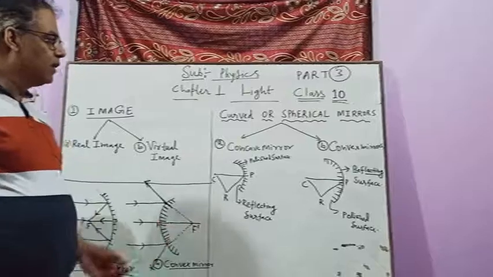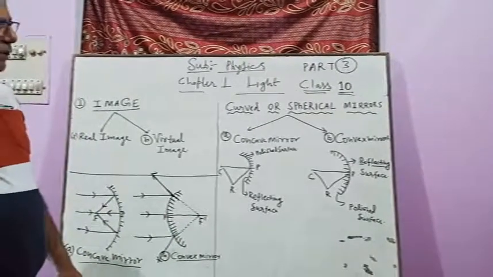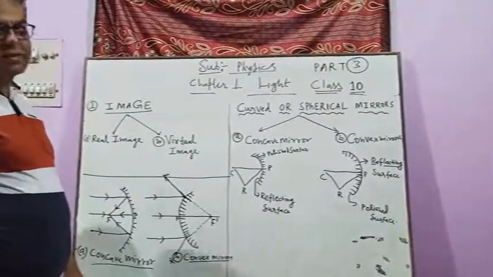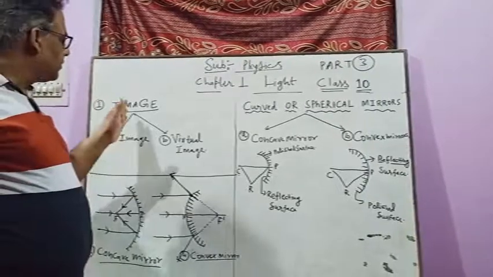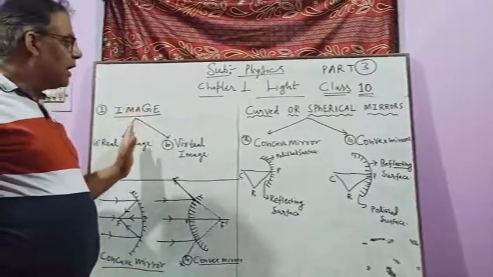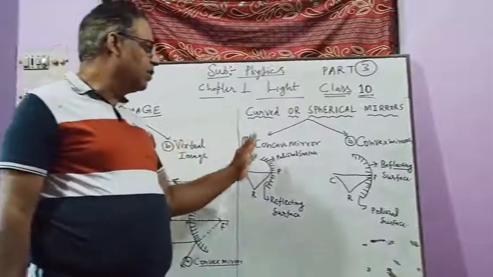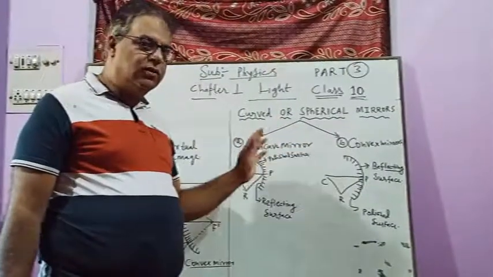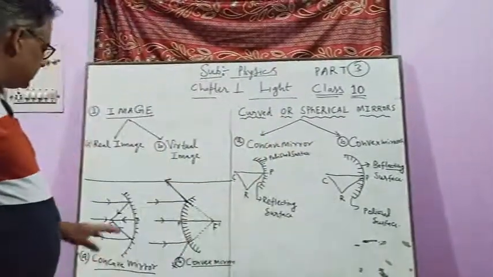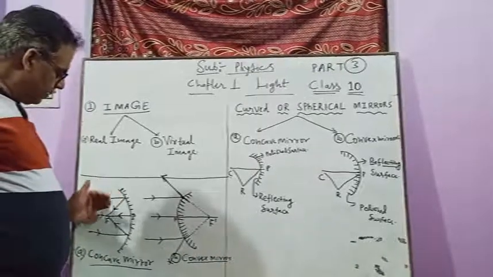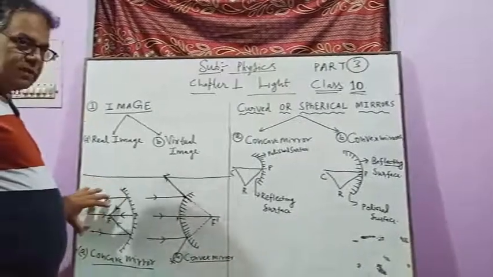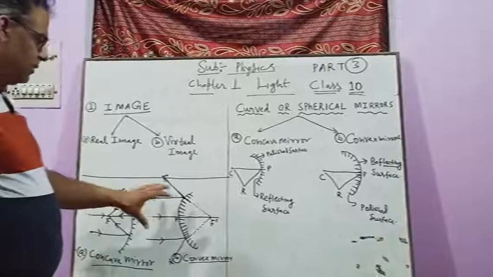Okay. Now I am giving you a PDF. There you can understand the difference between the images and the difference between the concave and convex mirror. You may read it through that, and the definition of the concave mirror, meaning the converging part and the diverging part. Okay.